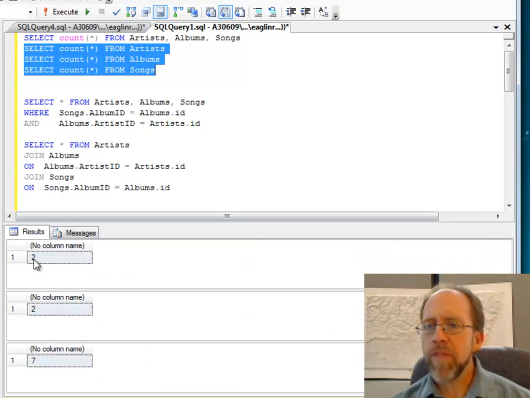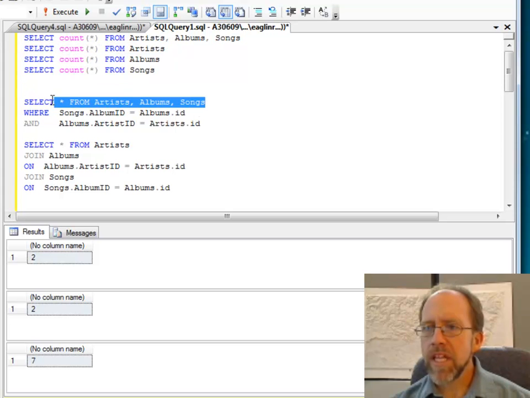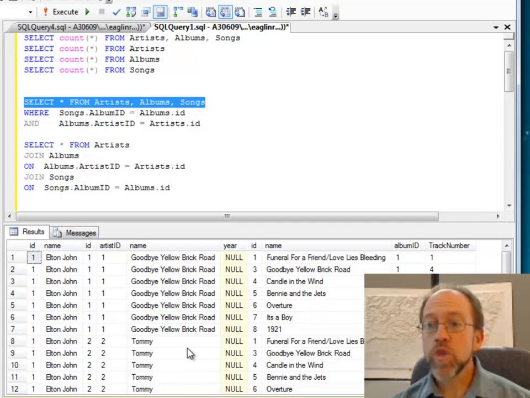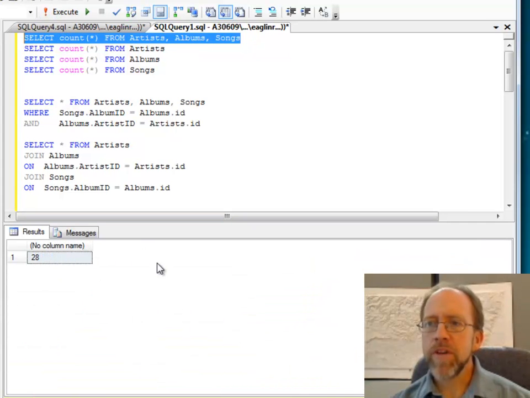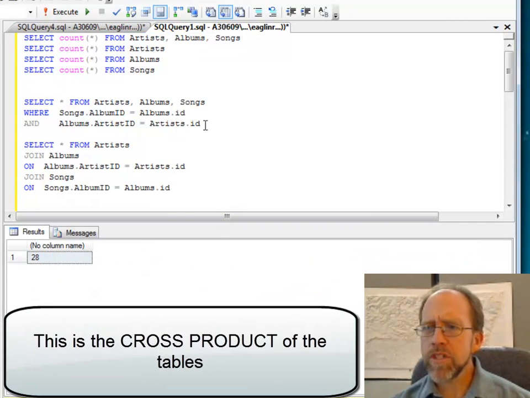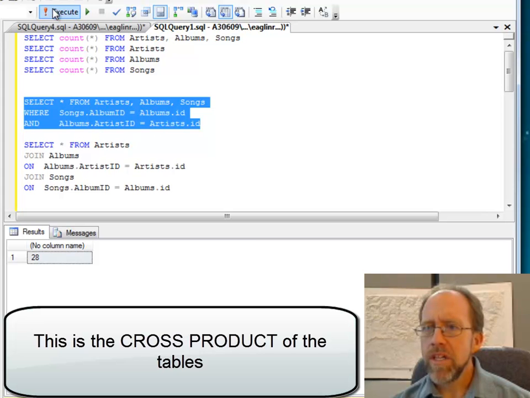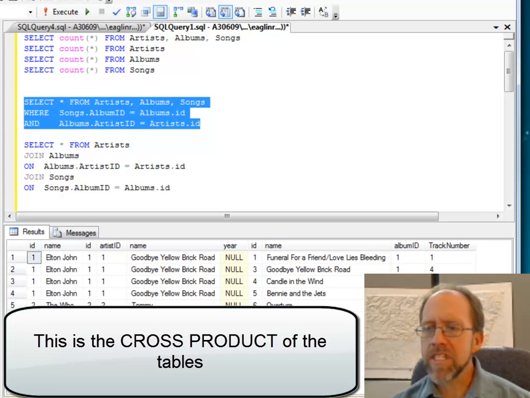So if I execute that, I'll see that I have two, two, and seven. What I'm saying here is I have two artists, I have two albums, and I have seven songs. So if I were to do this query where I just select from here, I'm going to get, in this case, 28 different entries. And if I come over here, I'll show you that I have 28 different entries. However, when I do the joining conditions here, you can see that I actually only have seven.